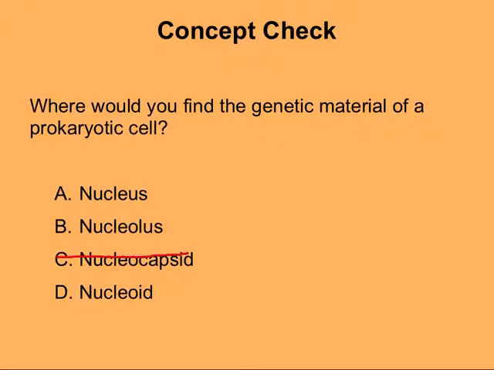And the nucleus is found in eukaryotic cells. By definition, prokaryotic cells don't have a nucleus. The nucleolus, although we haven't covered it yet, is an area where the DNA is located inside the nucleus, so that cannot be included. So that leaves us with the nucleoid. DNA is indeed found in the nucleoid region in prokaryotic cells.